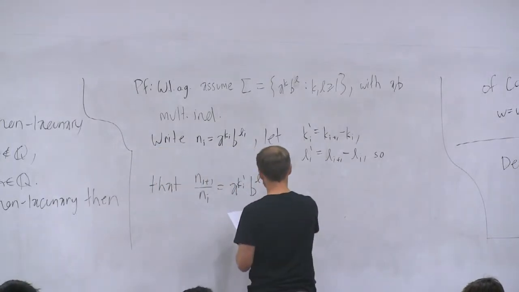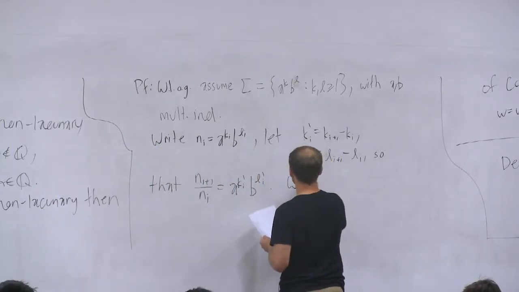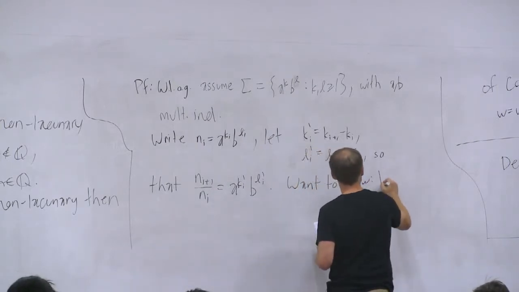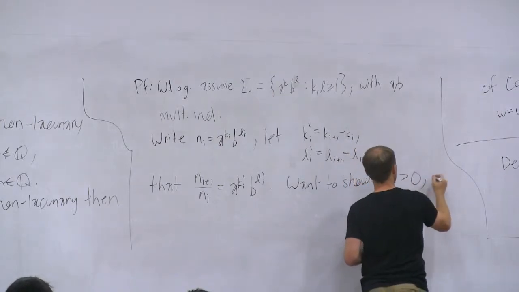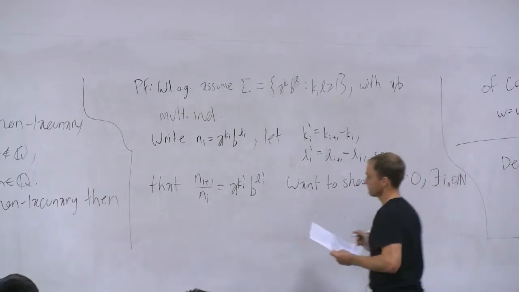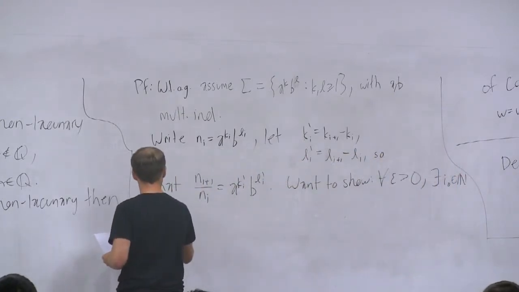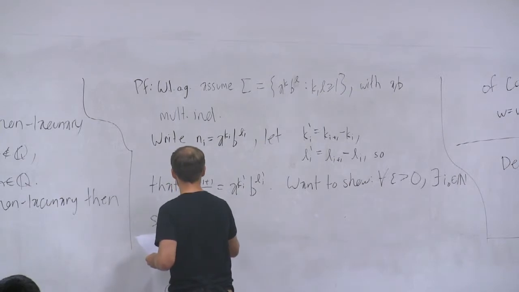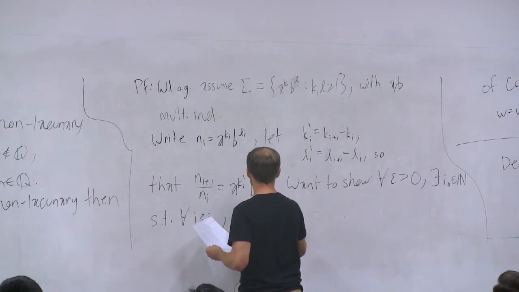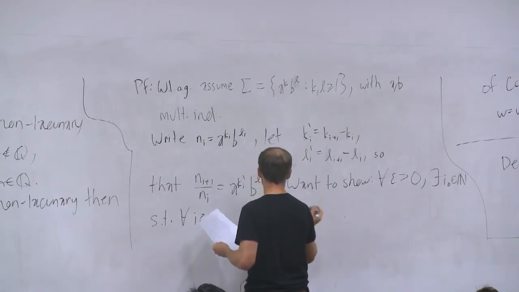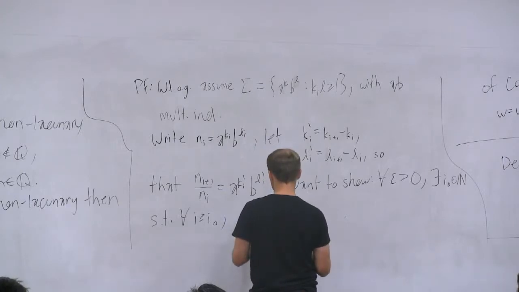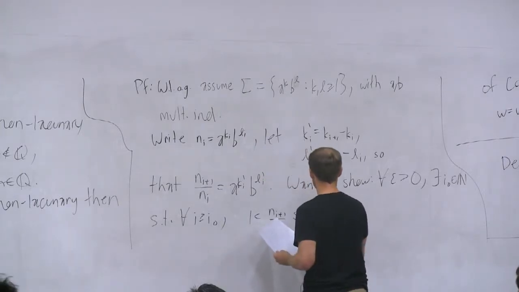And just to be clear, what we want to show is that for every epsilon bigger than 0, there exists a number i naught such that for all i's bigger than or equal to i naught, the ratio between ni plus 1 and ni is bigger than or equal to 1. Well, that's a given. That's given to us. And is less than or equal to 1 plus epsilon. OK?